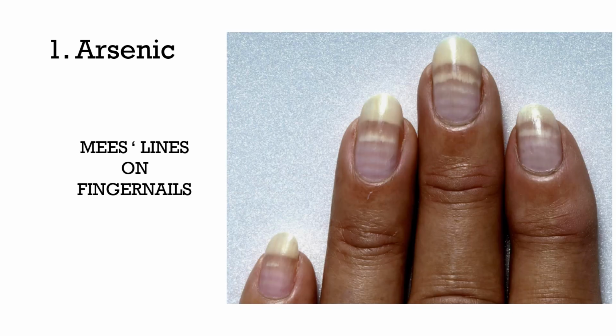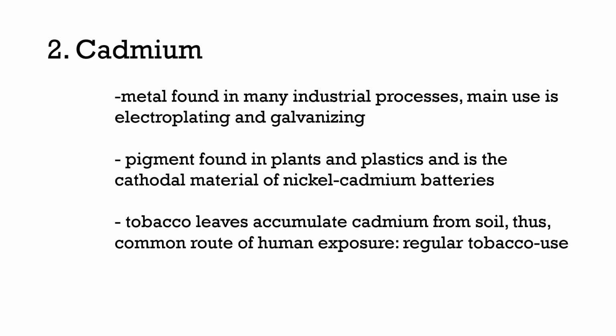Okay, so with arsenic, we can see the Mees lines on fingernails, these white lines here. Okay, these are Mees lines that can be seen on our fingernails. For cadmium, this is a metal found in many industrial processes, whose main use is electroplating and galvanizing. It is a pigment found in plants and plastics and is the cathodal material of nickel cadmium batteries. Tobacco leaves also accumulate cadmium from soil. Thus, a common route of human exposure would be regular tobacco use.